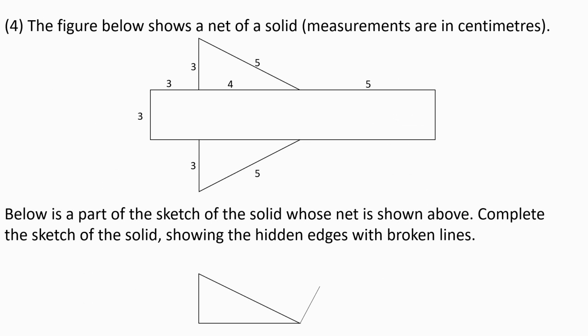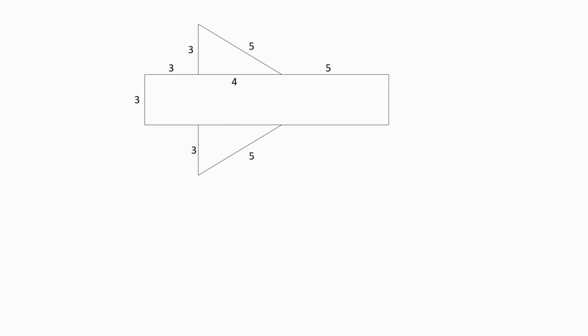Question 4. The figure below shows a net of a solid. Measurements are in centimeters. We have the net. Below is a part of the sketch of the solid whose net is shown above. Complete the sketch of the solid showing the hidden edges with broken lines. And so, here is the net, and this is part of the solid.